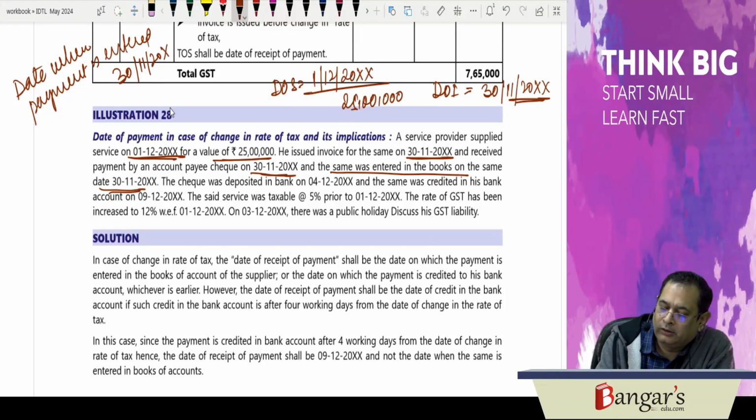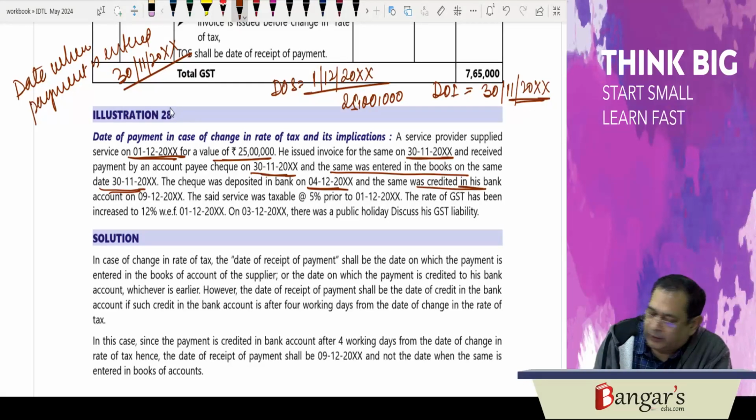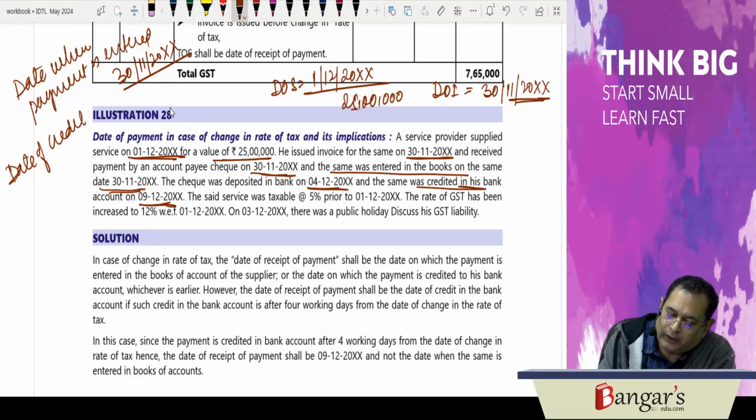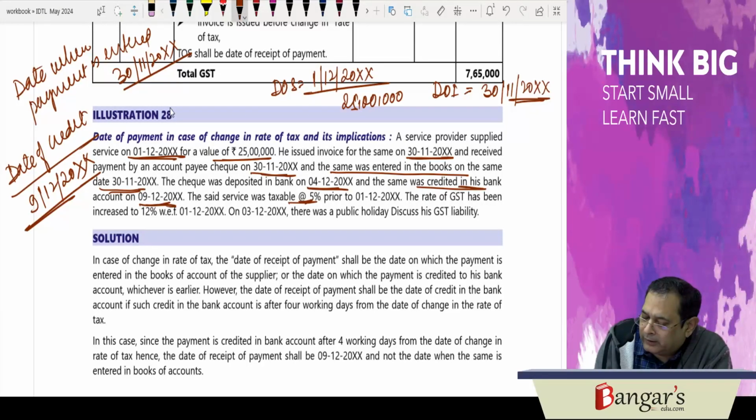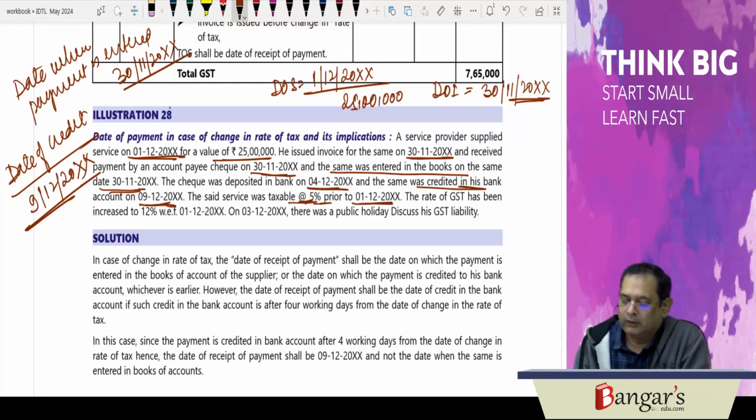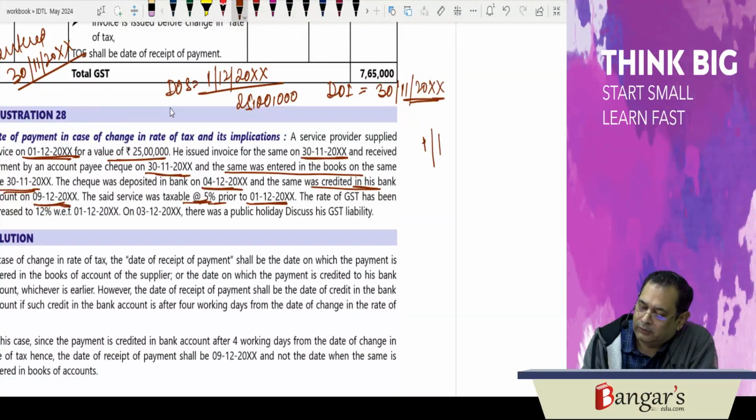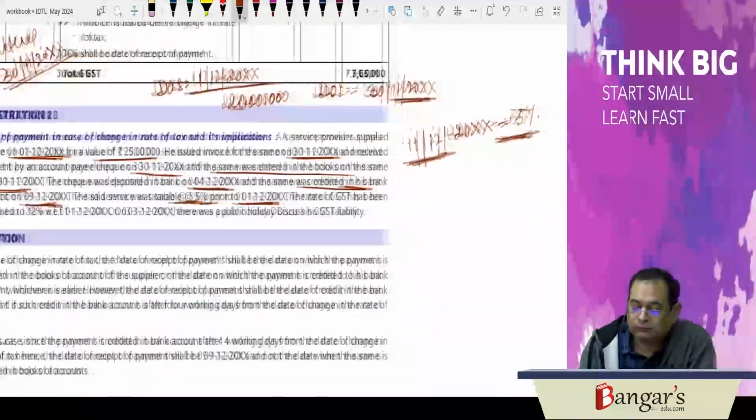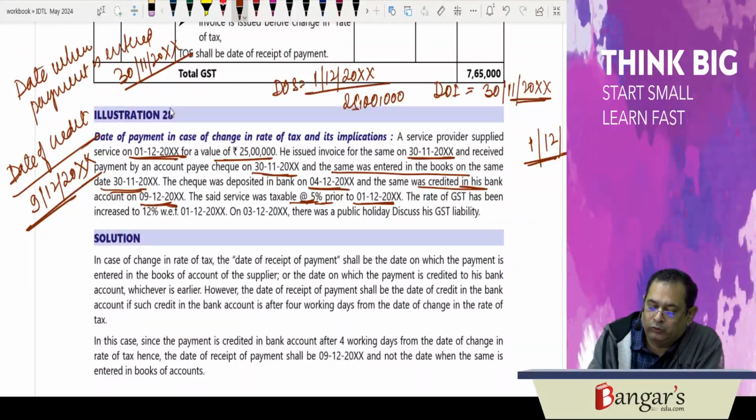The cheque was deposited in bank on 4/12 and same was credited in his bank account on 9/12. 9/12 is the date of credit in bank. The said service was taxable at rate of 5% prior to 1st of December. After 1st of December it was what? The rate has been increased to 12% with effect from 1st of December.